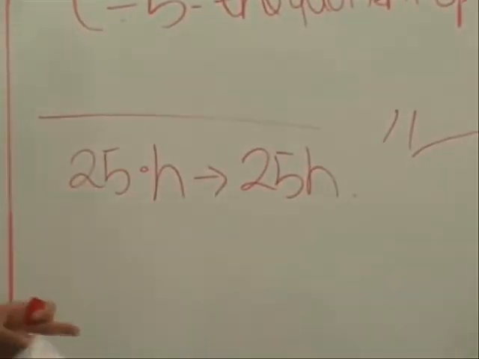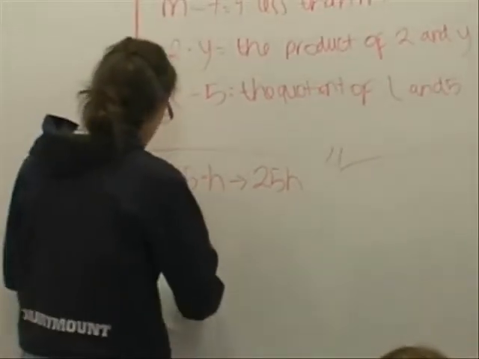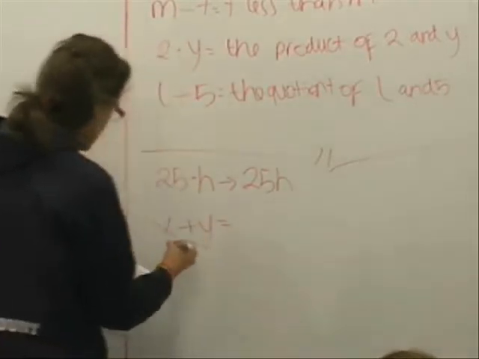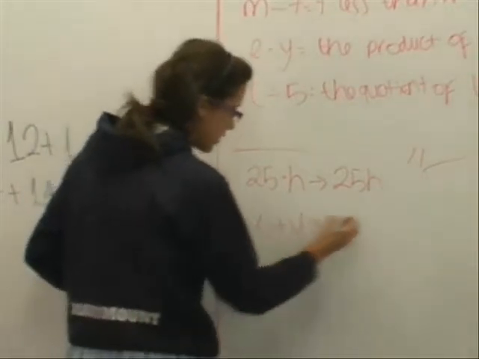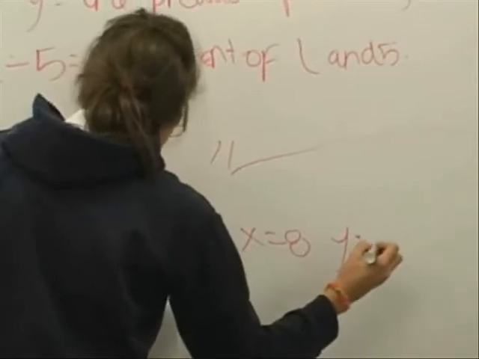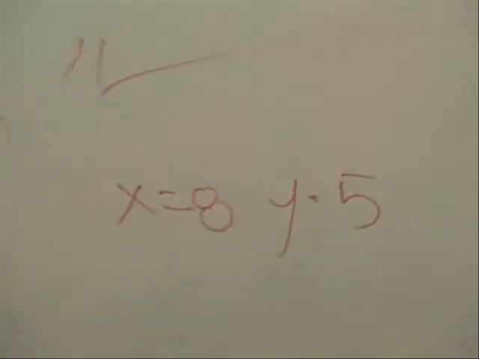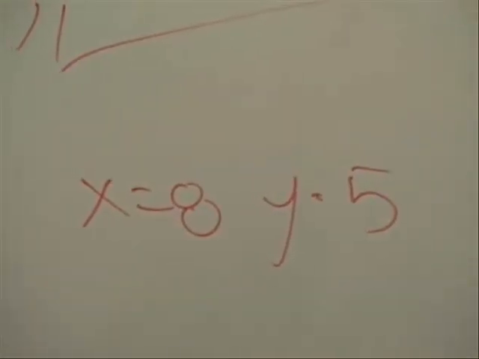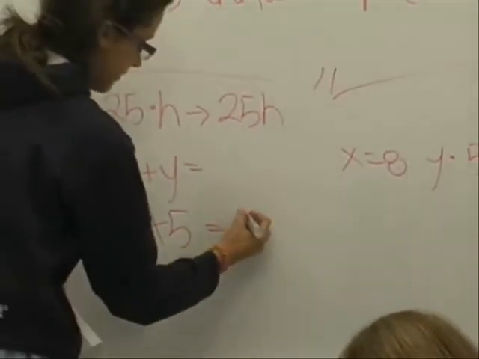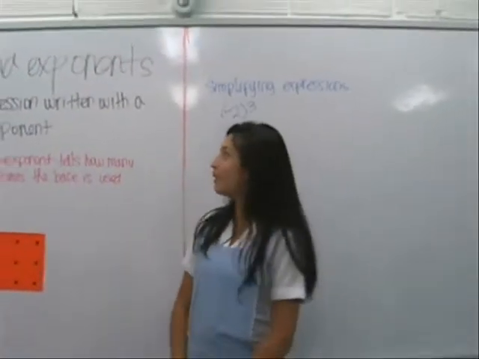And an example of evaluating is that if you have this operation and they give you the value of x, which is 8, and that y equals 5, you just put 8 plus 5, which is 13. That's all. And today I'm going to explain powers and exponents.